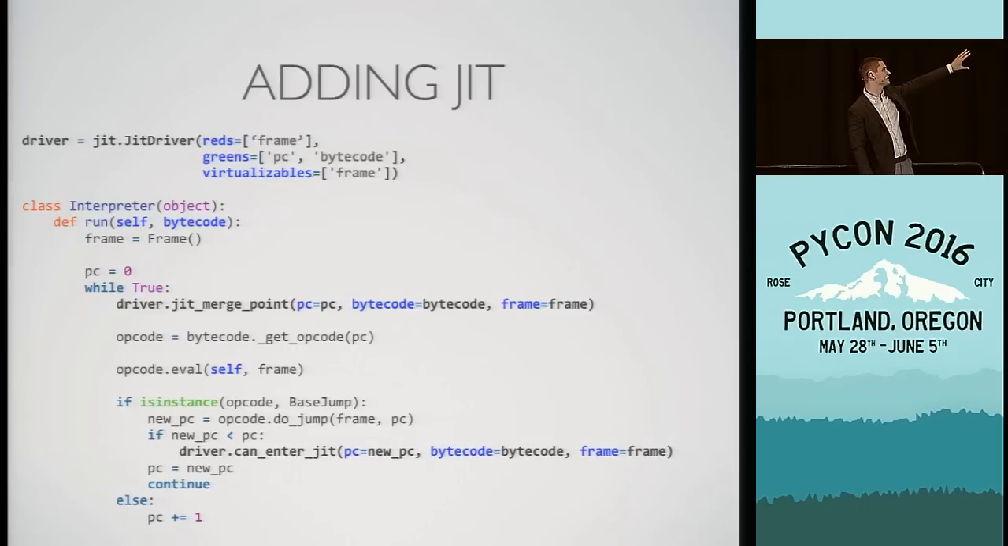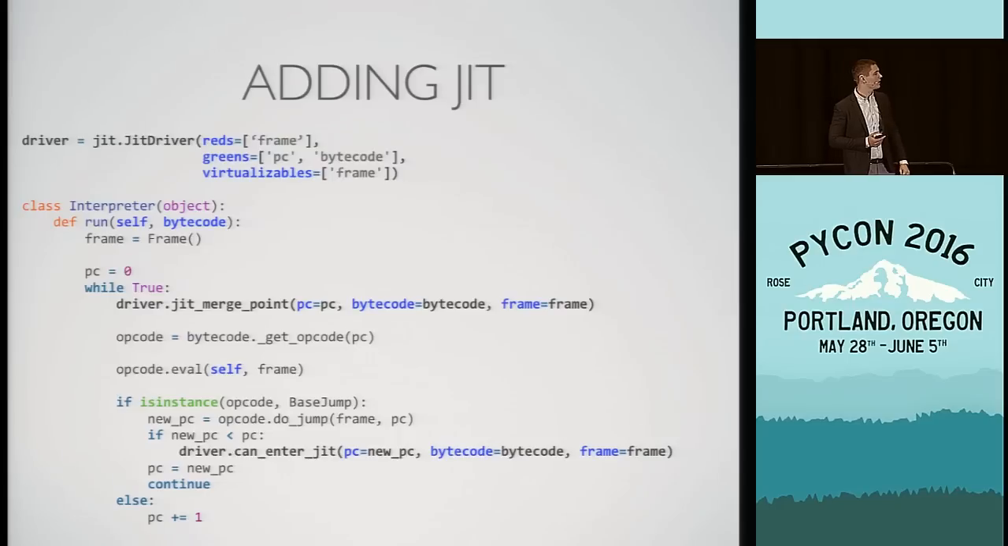The first part is obviously defining the driver. The red and green variables are a way to tell the interpreter that all the green variables do not change in the single execution loop, and the red variables change in the single execution loop. Because our bytecode never changes, and our position variable, the PC, never changes outside of a single iteration, they're green variables. The frame, the object which stores all the variables, of course changes because the opcodes will be changing it, so we tell it it's a red variable.